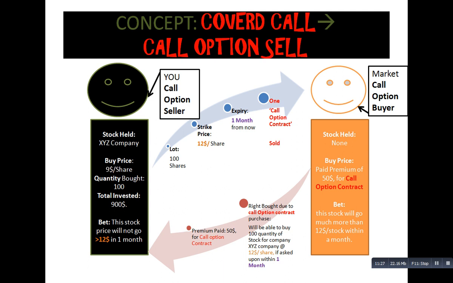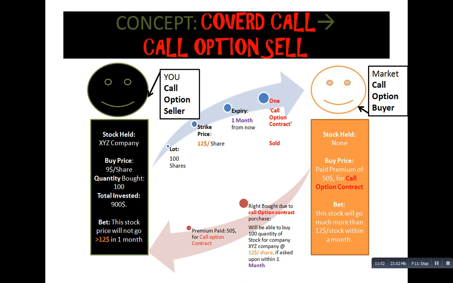Now what you are going to bet is this stock might go up a little, go down a little in the next 1 month, but it is not going to cross $12. That is what you are betting when you are trying to sell a covered call or when you are trying to make money out of a covered call. Now this $12 can be anything, right?